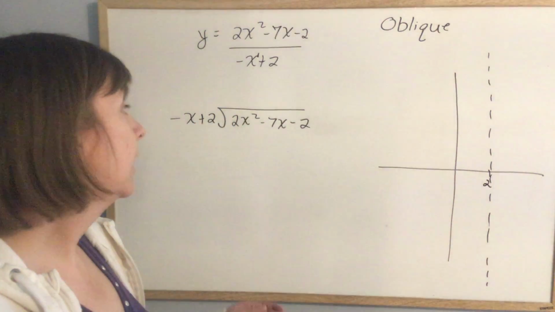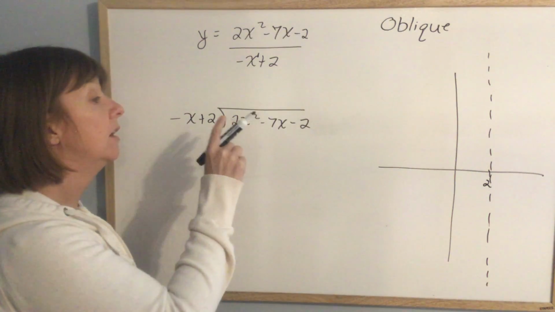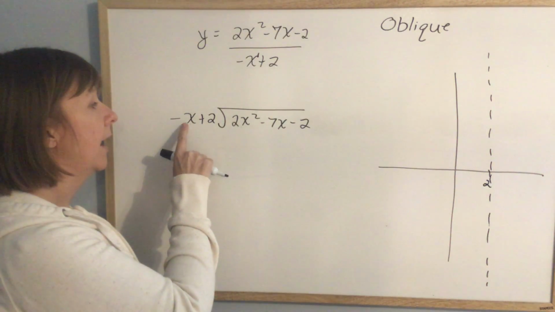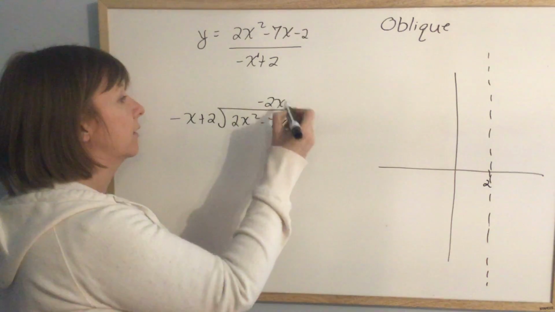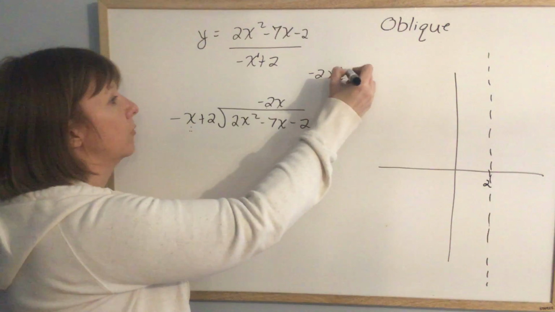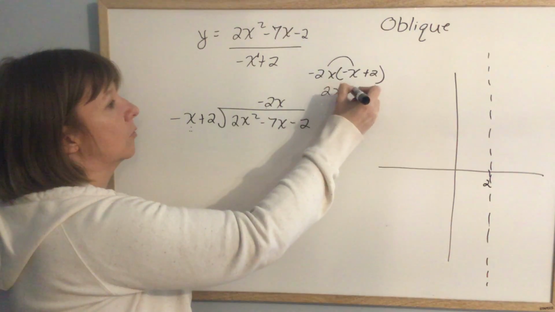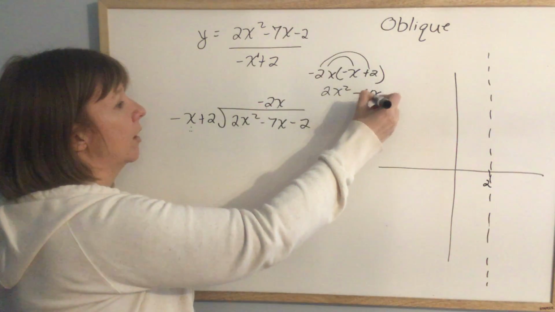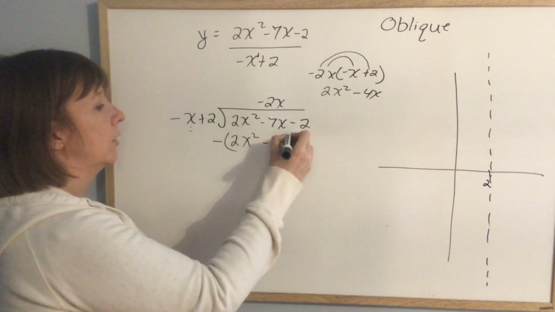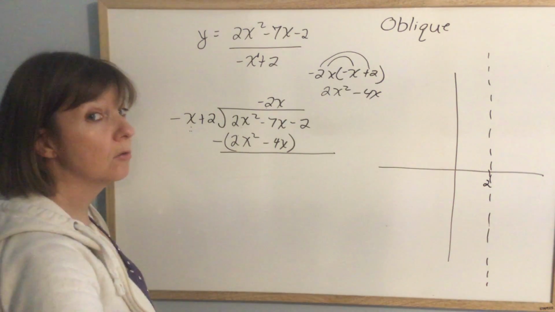So I would say, how do I turn negative x into positive 2x squared? And the answer is, I would multiply it by negative 2x. So if I multiply negative 2x with what's out here, negative x plus 2, I would end up with 2x squared minus 4x. So I'm going to put that here, 2x squared minus 4x. I would subtract this. So I have 2x squared, take away 2x squared, so that's gone.